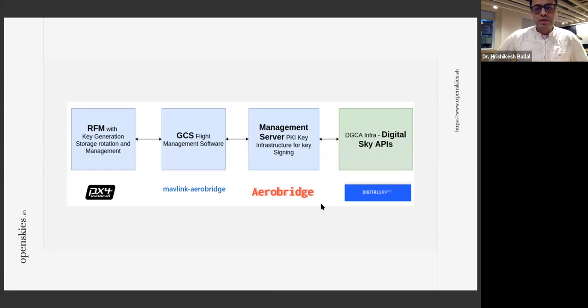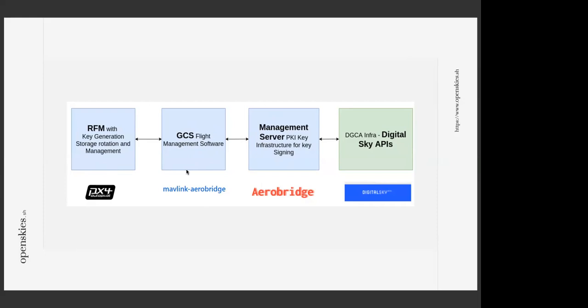So in summary, here's what it looks like. You have Digital Sky APIs managed by the DGCA that issue the permission artifacts. Then you have the Aerobridge management server, which stores the public keys and private keys on your side, the operator's or the manufacturer's key signing infrastructure. Then the Aerobridge connects to the GCS through what is known as a MAVLink Aerobridge, a flight control software, GCS software, but we can customize it for any GCS software.